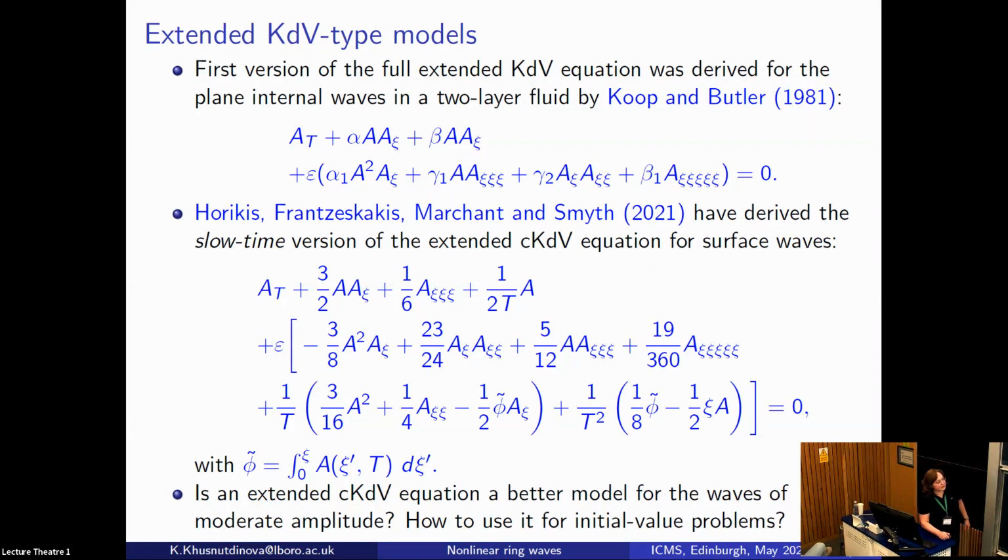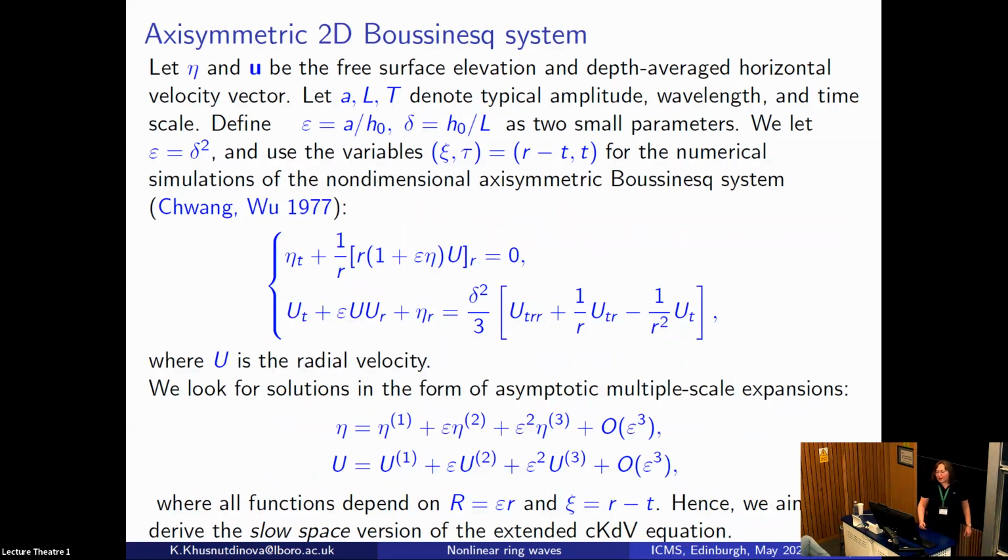We think that this is a bit more practical. So essentially the questions are: is an extended KdV equation a better model for waves of moderate amplitude, and how to use it for practical purposes if we want to solve initial value problems? We are not as good at doing numerics as Jean-Marc, so we settled on the setting of the 2D Boussinesq system. Two small parameters: amplitude and long waves parameter.